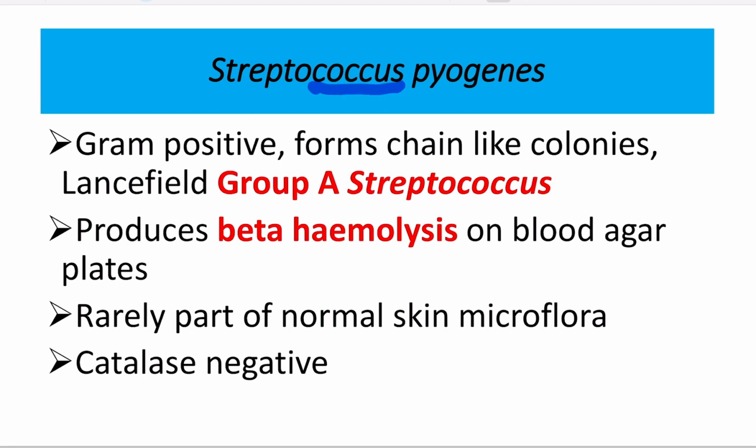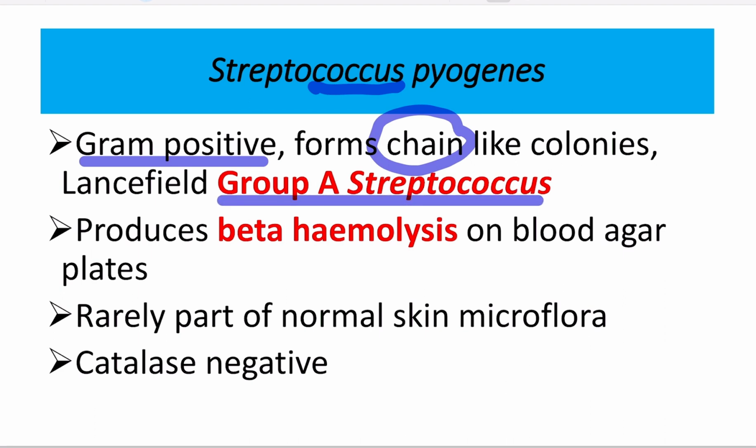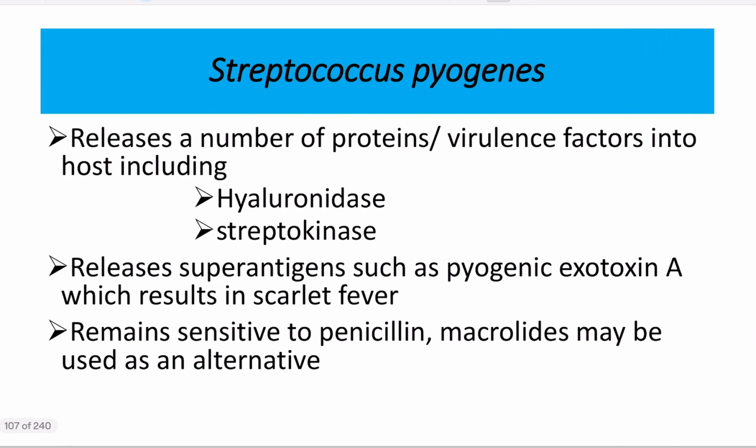It is a gram-positive coccus, and it usually forms chain-like colonies. So Strep pyogenes is a gram-positive coccus, it forms chain-like colonies, and it is group A Streptococci. It produces beta hemolysis on the blood agar plate, and it is a normal skin microflora. It is also catalase negative.